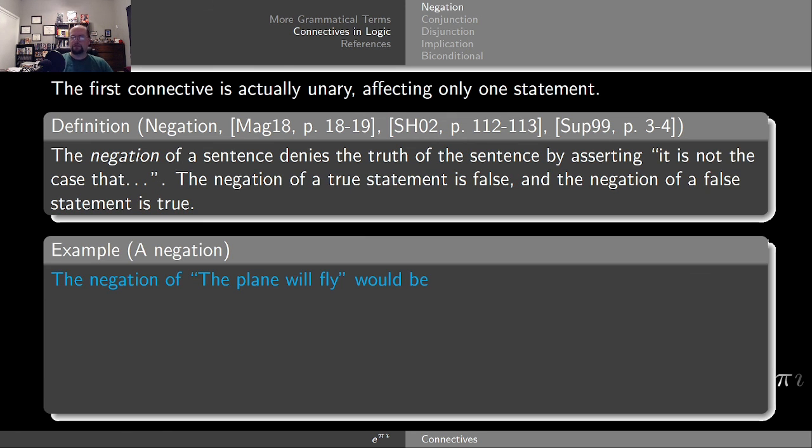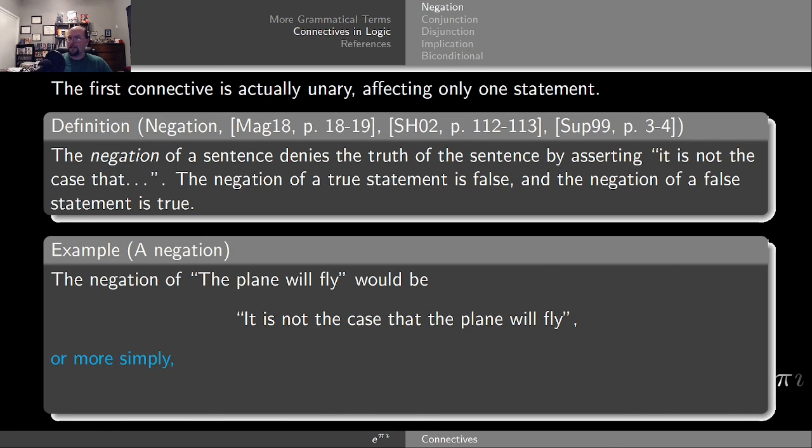So specifically, here's an example. The negation of the statement, the plane will fly, would be explicitly this statement. It is not the case that the plane will fly. Now, that's a bit of a mouthful, so usually we simplify this down to being the plane will not fly, giving us the example that we had a little while ago.